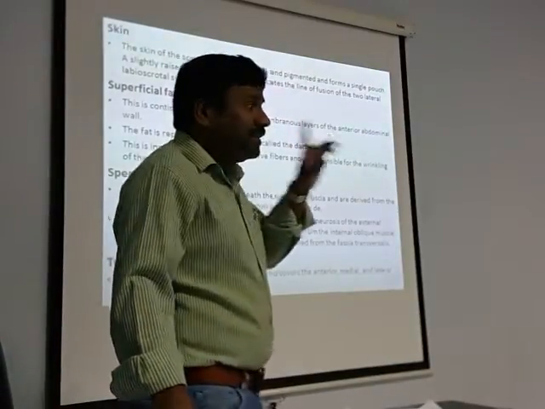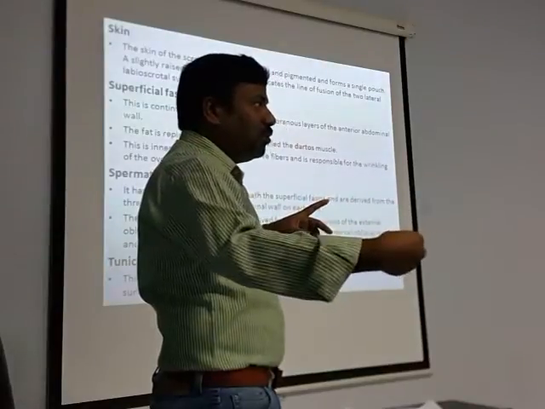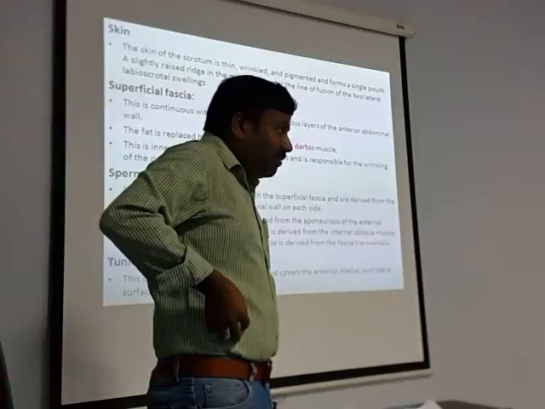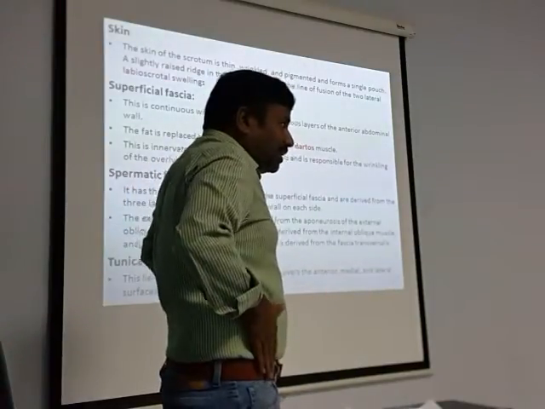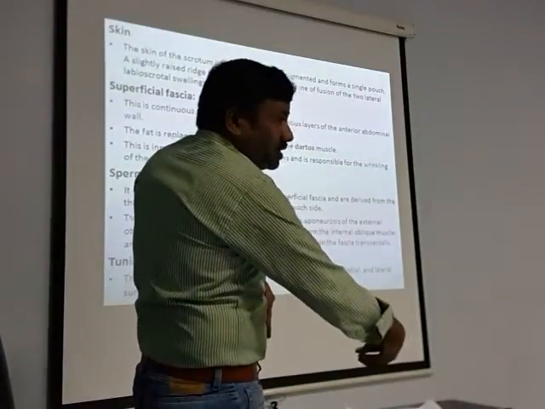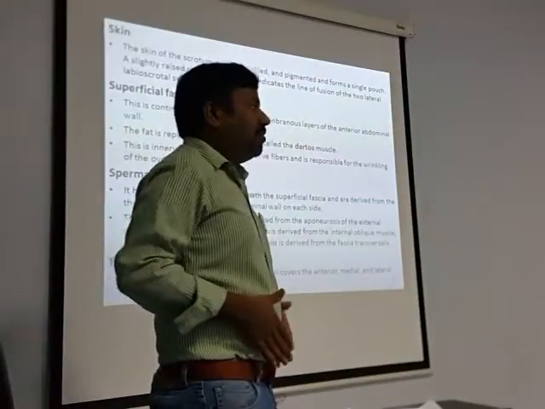As I said, it is an outpouching of the anterior abdominal wall. As the testes descend from within the abdominal cavity to the scrotum, all the layers forming the anterior abdominal wall are carried down to the scrotum. Am I clear? Yes. So what are the muscles in the anterior abdominal wall?